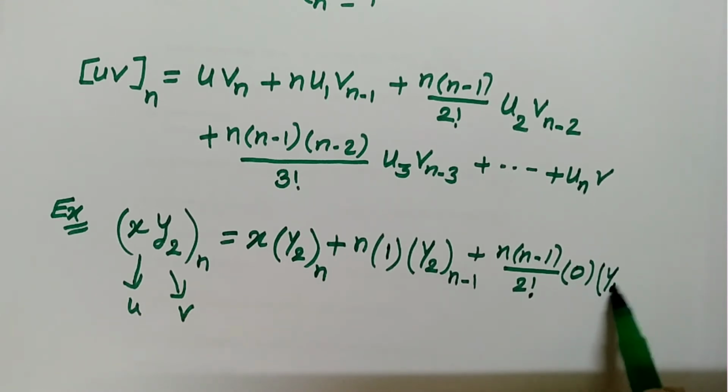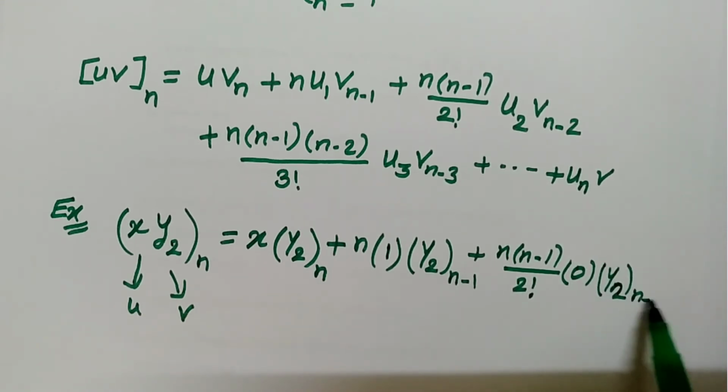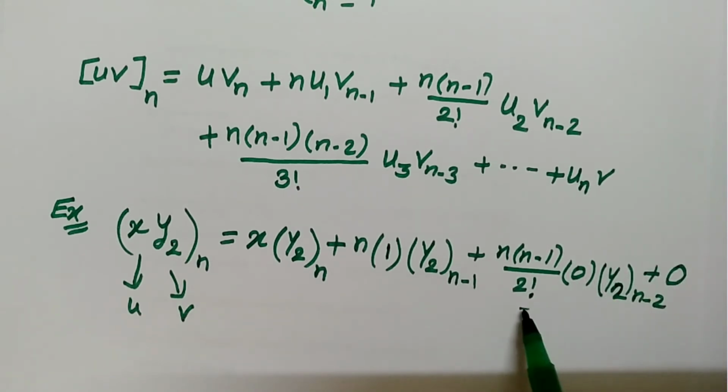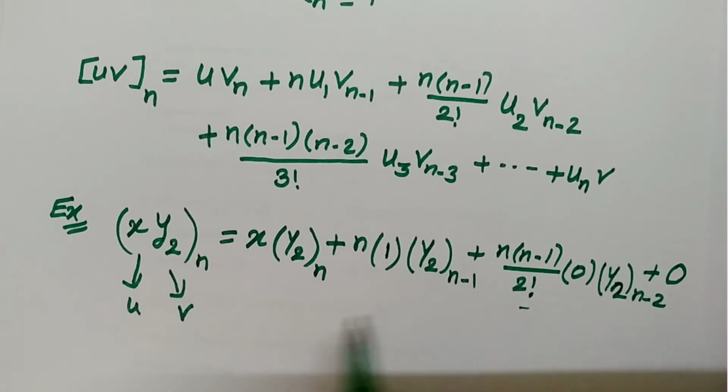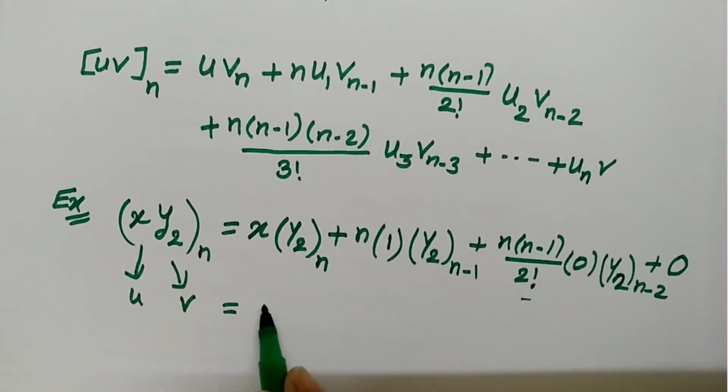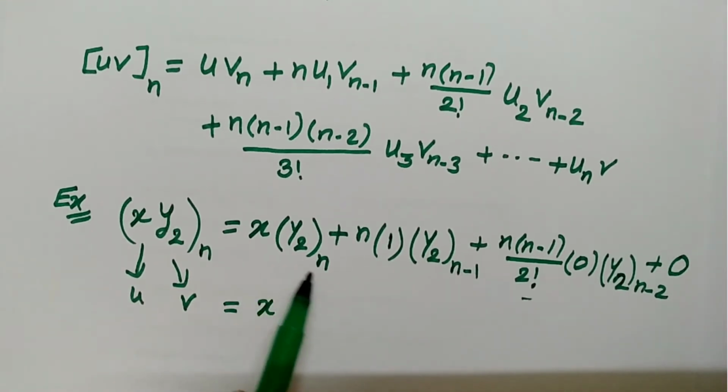So here y2 with lower suffix n minus 2, and there is no need to write the next terms because all the terms after this are 0. So therefore here it is x, and in the last lecture I told you that this lower suffix represents the total derivative.